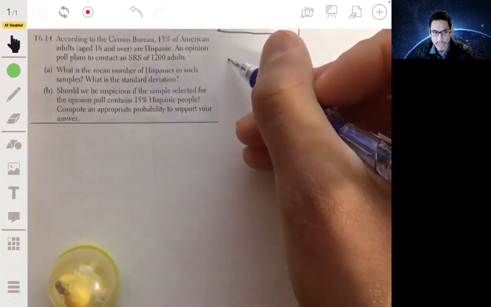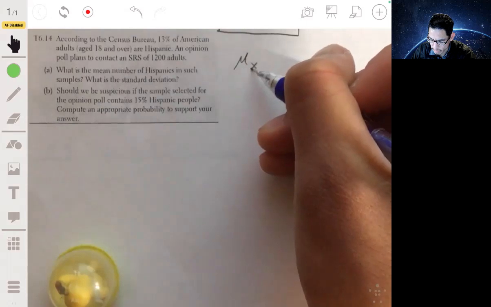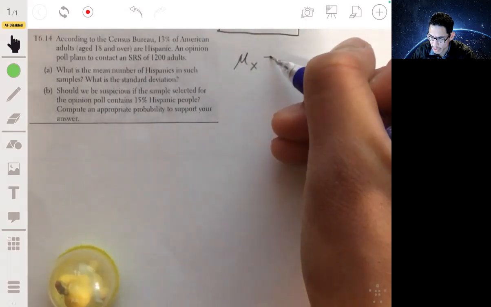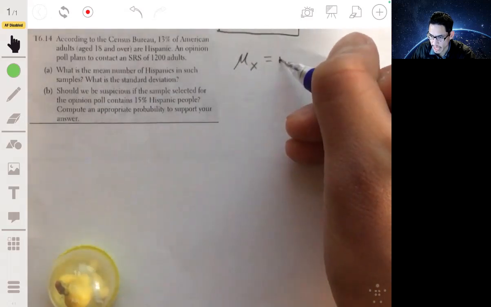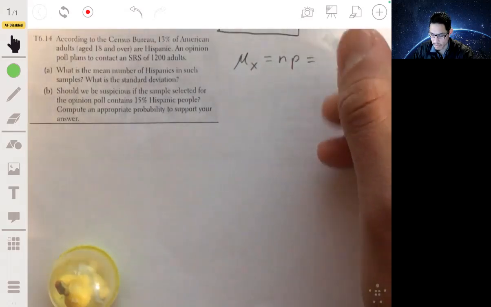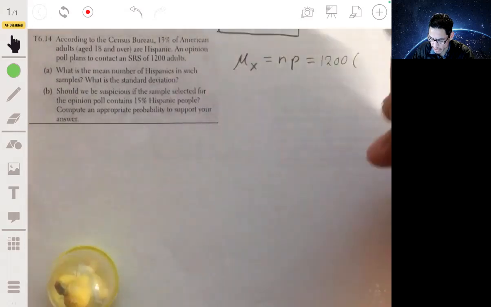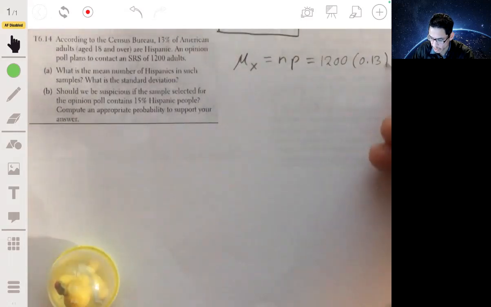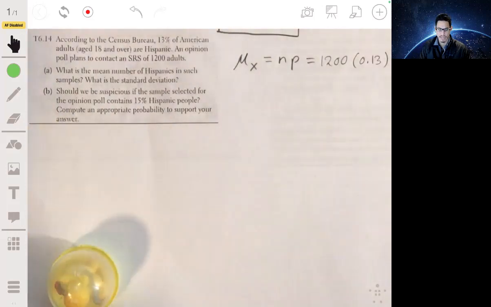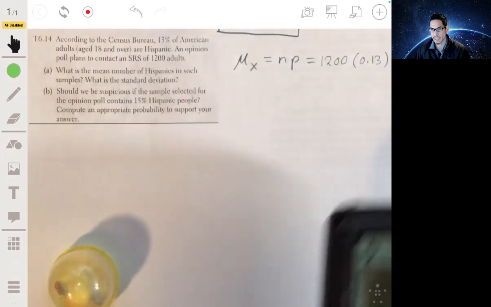So for the mean, we're going to use the formula, and let's use the proper notation, mu sub x. It's simply going to be np. n is the number of trials, or number of adults in the sample, so 1,200 times the probability of a success, or 0.13. 1,200 times 0.13 will be exactly 156.